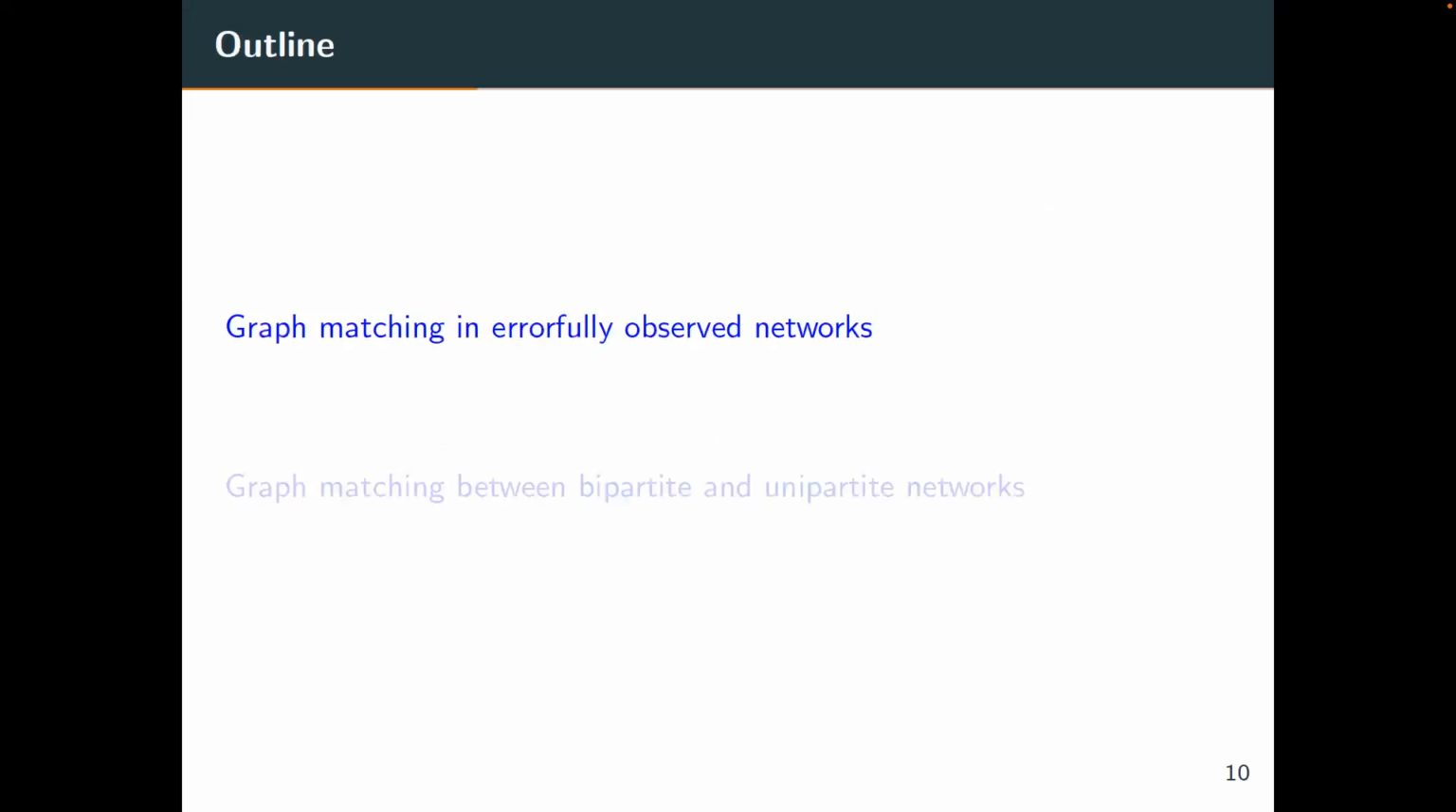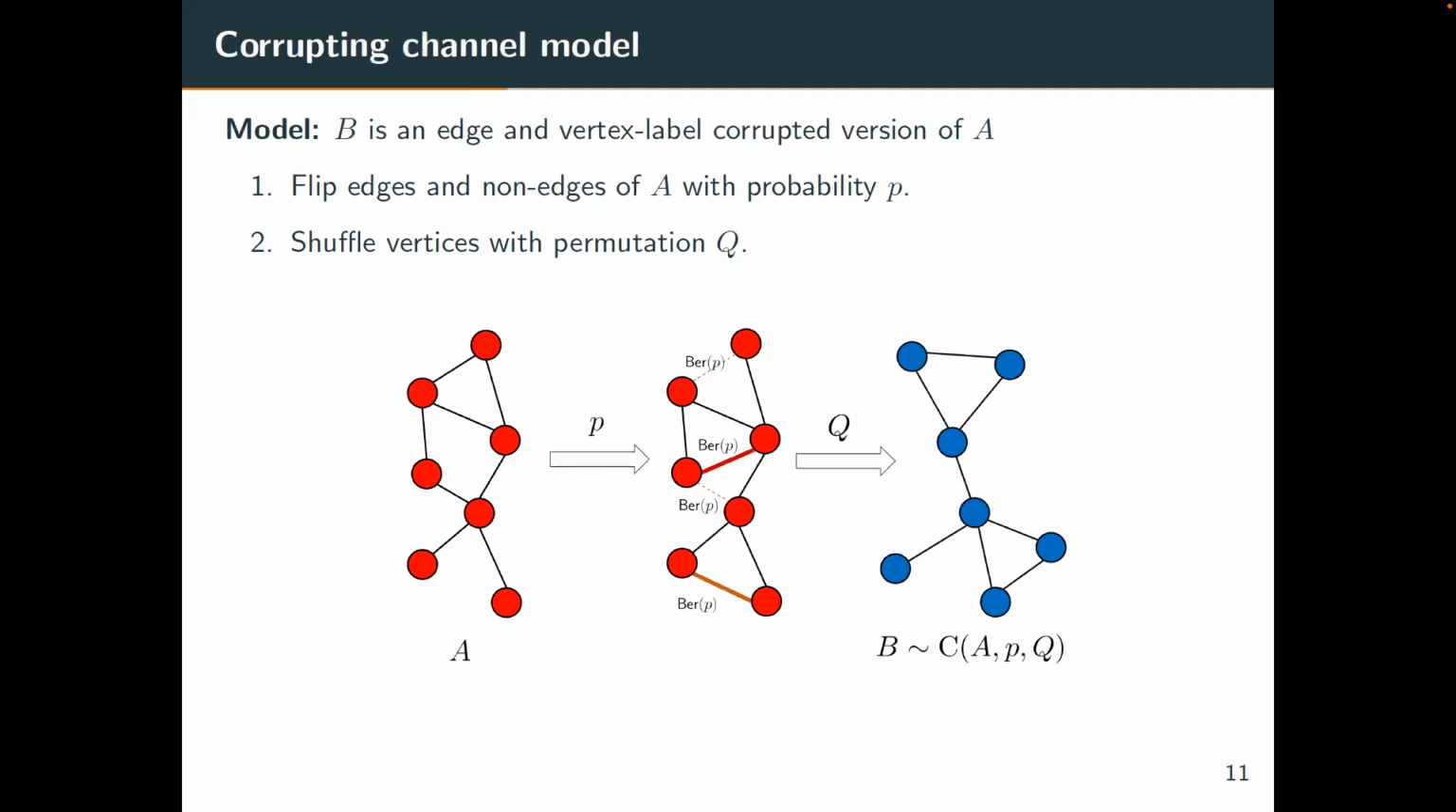Okay, so let me start with the first part. The model that I'm going to use here is very simple. Let's say we have a graph A, the red one here, and then we're going to form a graph B by corrupting the edges of A with some probability P. So essentially for every edge here, we're going to create a Bernoulli random variable. With probability P, we're going to remove the edge.